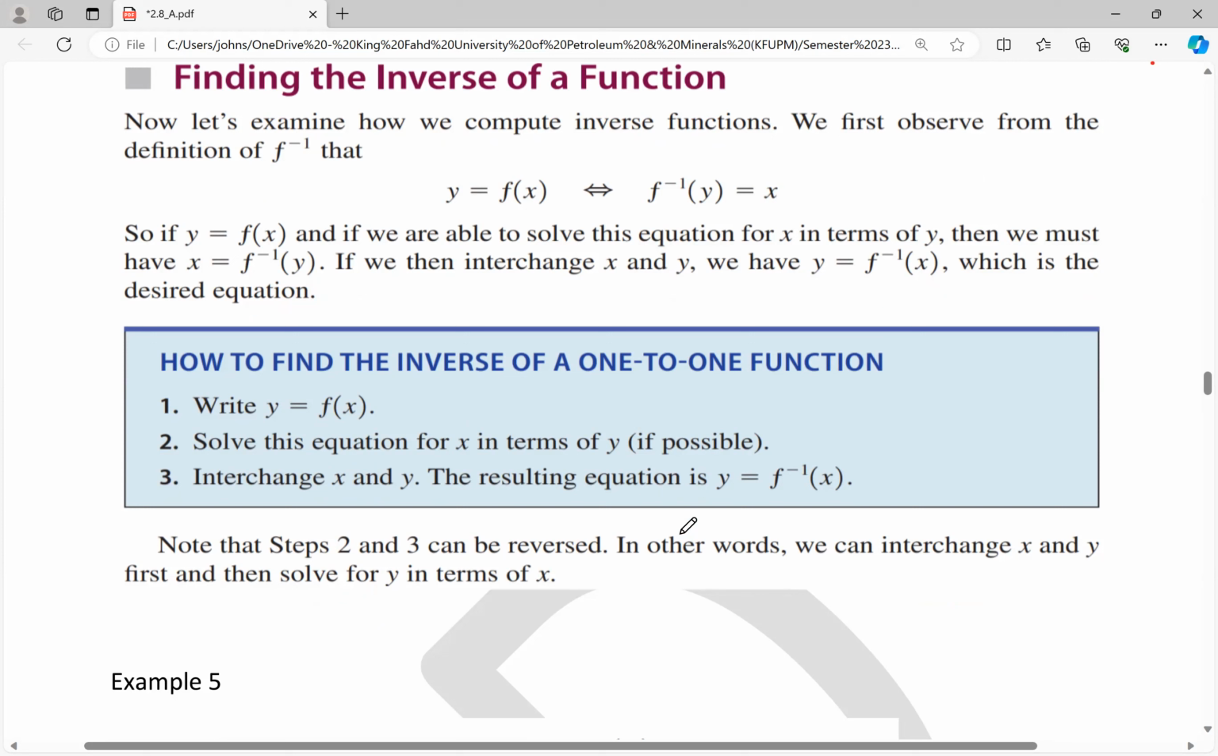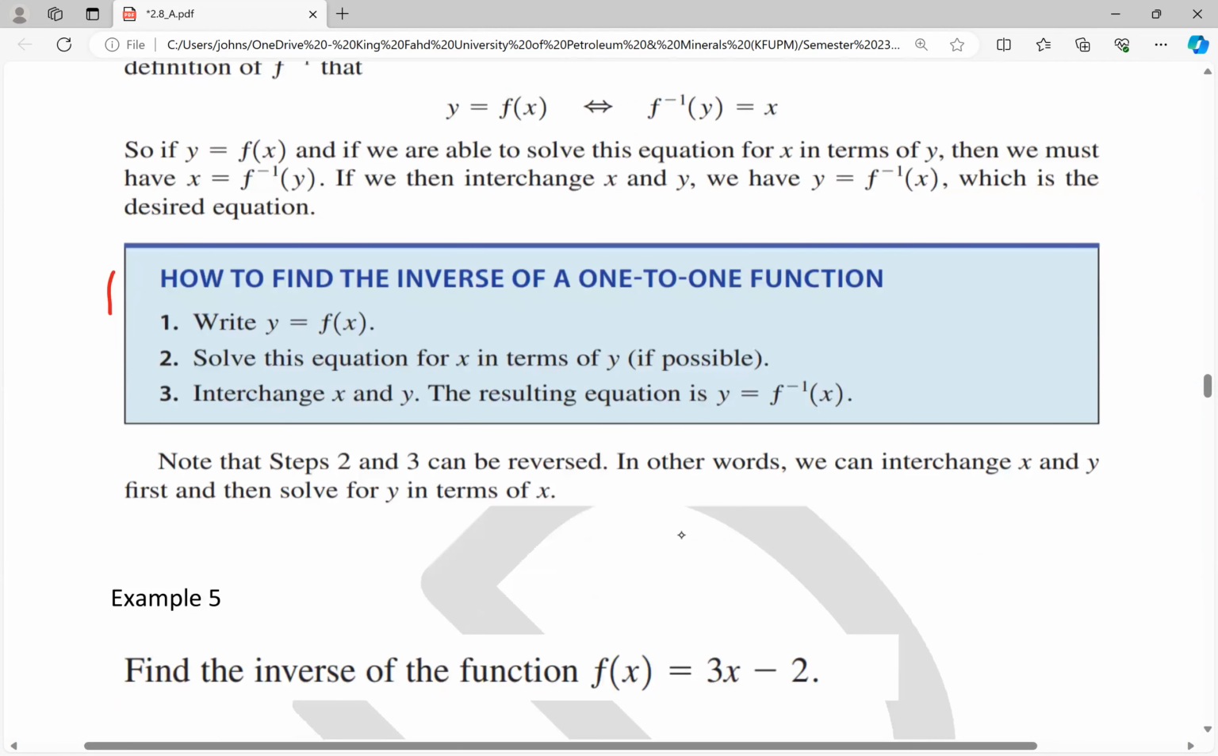All right, here we'll be following 3 steps to do that. Step 1, you write y as f of x. Step 2, you solve the equation for x in terms of y, if possible. And step 3, you interchange x and y. Then the resulting equation is y equals f inverse of x.